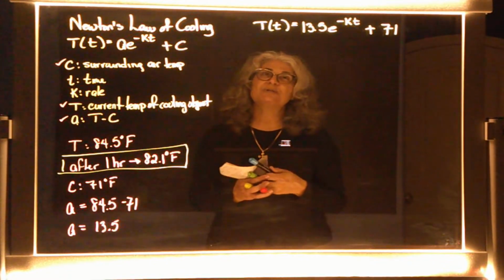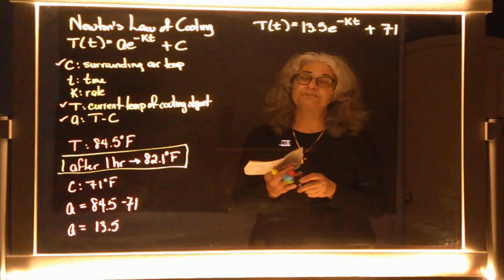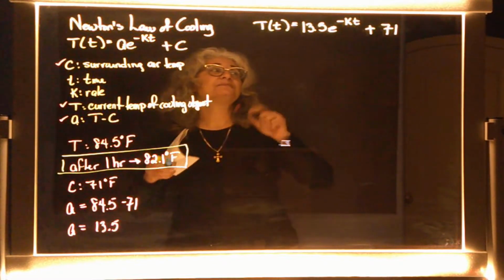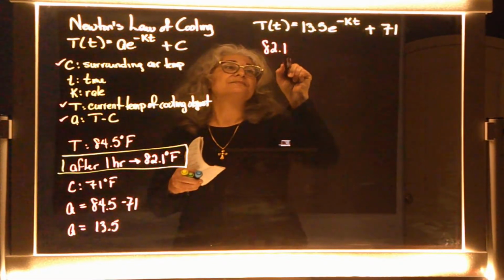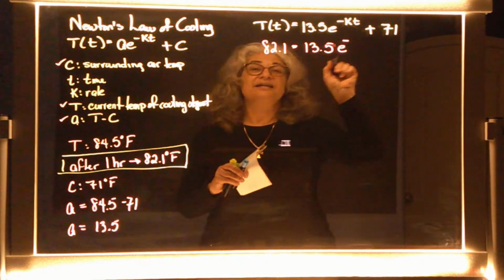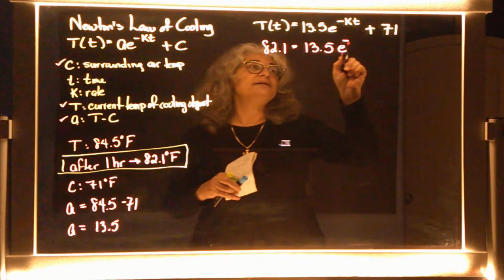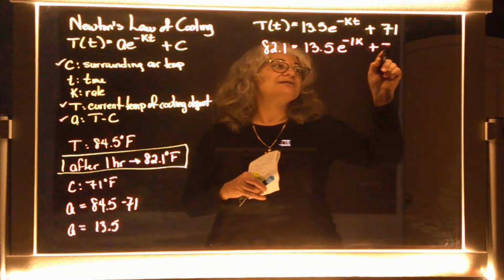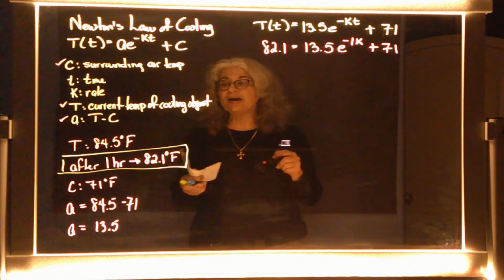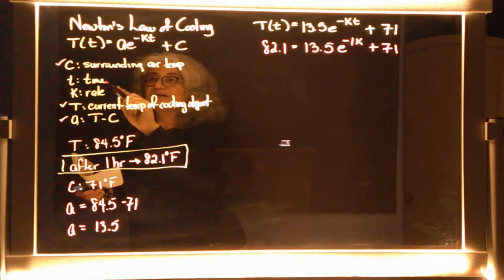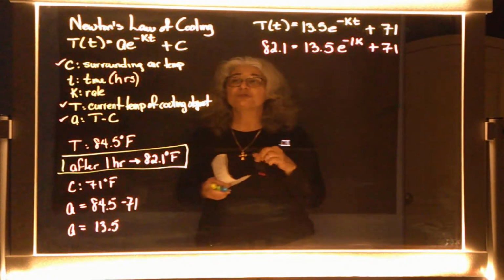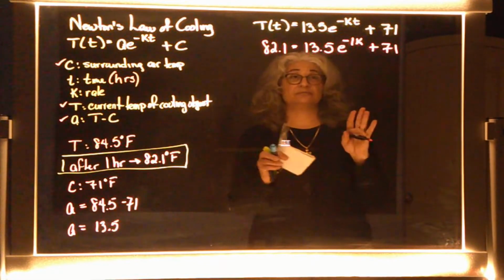Good. So tell me what this is going to look like when you plug it in. Yeah, I heard you. You're going to write 82.1 equals 13.5 times e to the negative 1k plus 71. Correct? Okay. So I now know my little t is in hours, don't I? Because they said after 1 hour. So I now know little t is 1 hour.